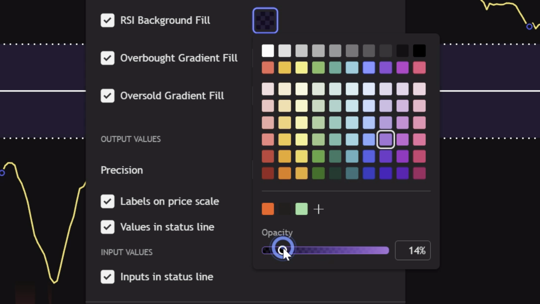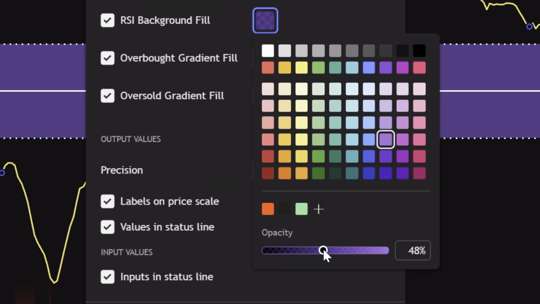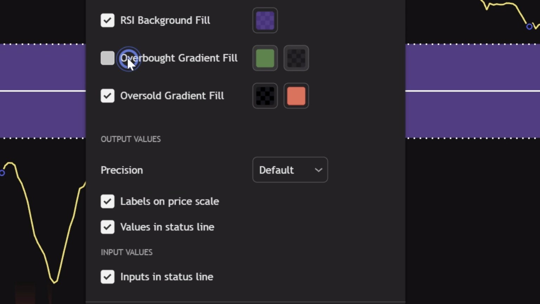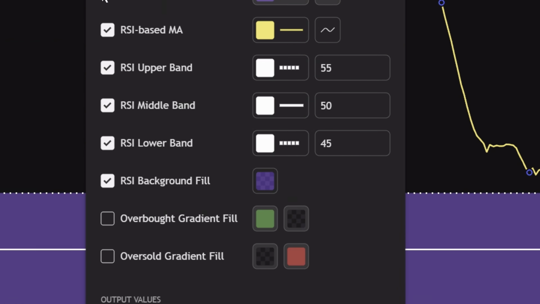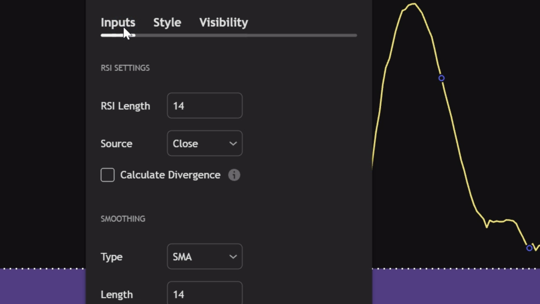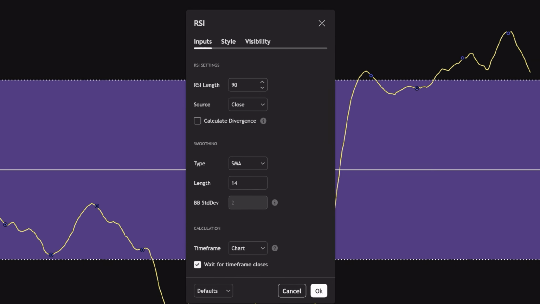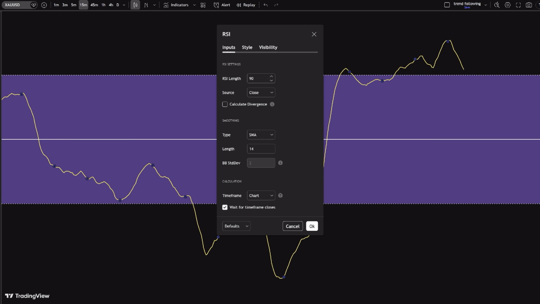Remove the overbought and oversold levels completely. We don't need them for the system. Then set the RSI length to 90. That's the important adjustment. We use 90 because it slows everything down. It filters the noise that confuses amateur traders. It forces us to focus on sustained momentum rather than temporary price spikes caused by market manipulations and emotional trading.